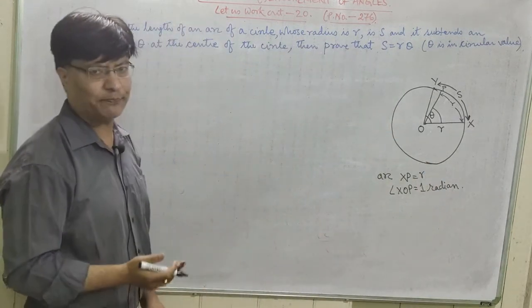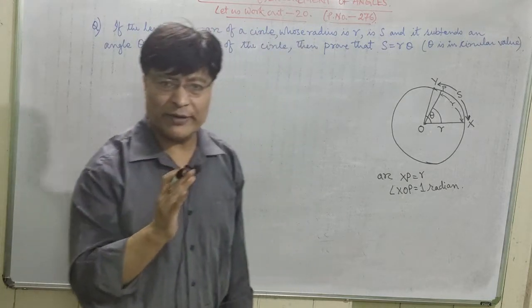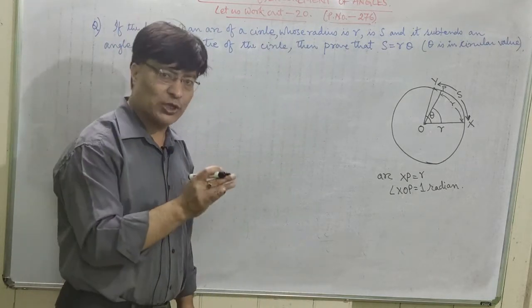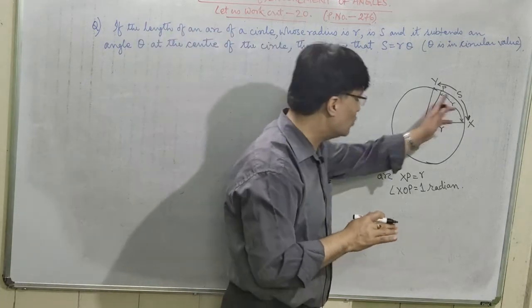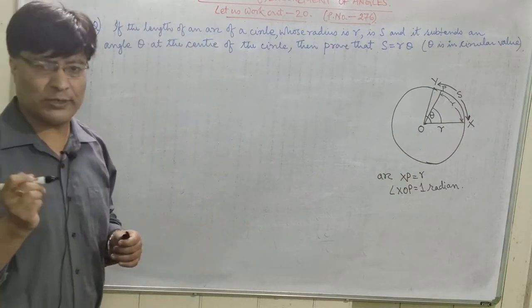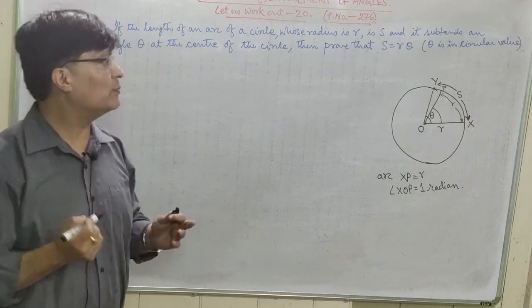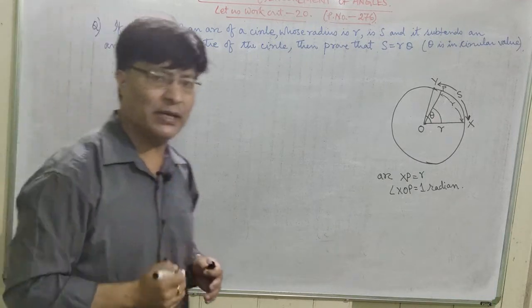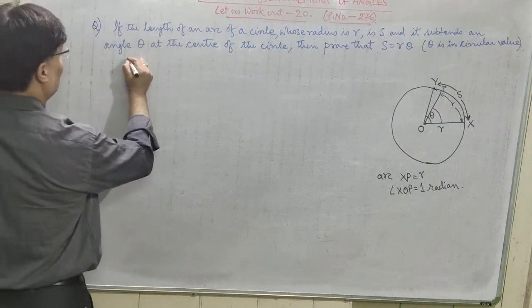This is by definition. You know the definition of a radian, isn't it? 1 radian is an angle subtended at the center of the circle by an arc of the circle whose length is equal to the radius of the circle. I told you about it in the beginning while doing the concept of measurement of angles. Is that clear?